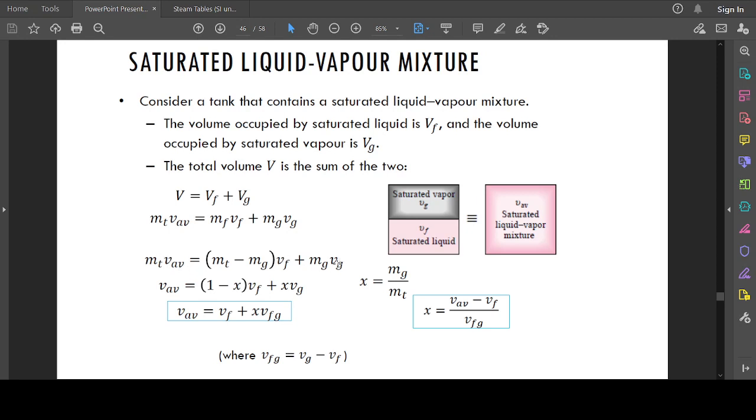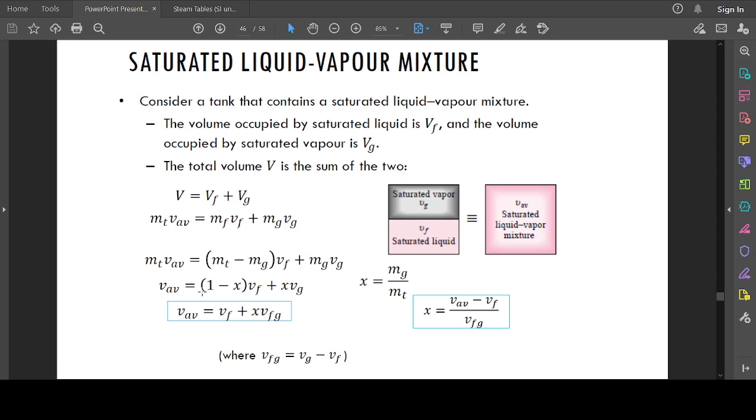Then if we take the common factor for the two terms, it becomes 1 minus x in brackets times Vf plus x Vg, all times Mt. So the Mt cancels out, and we are left with the average specific volume of the system equal to 1 minus x in brackets times the specific volume of the fluid, plus x times the specific volume of the gas.